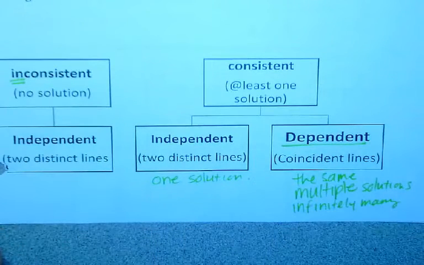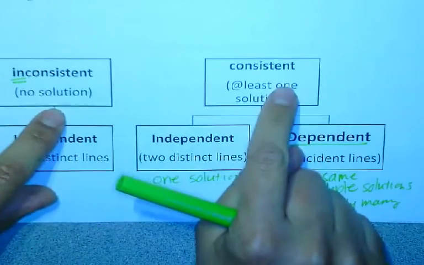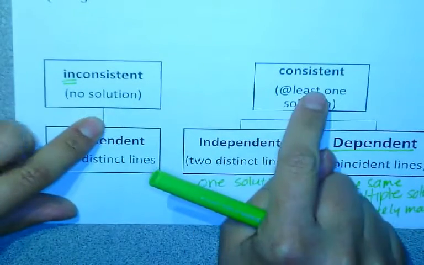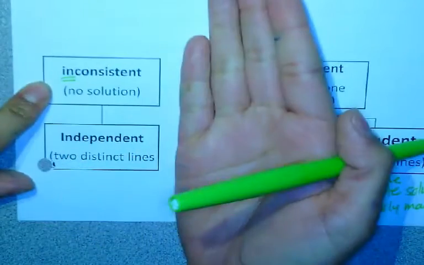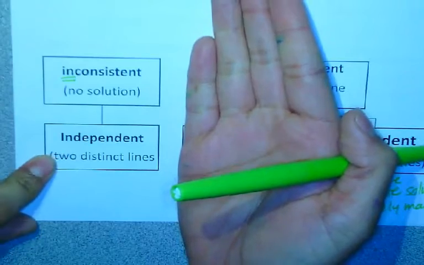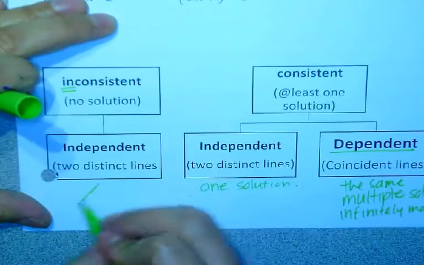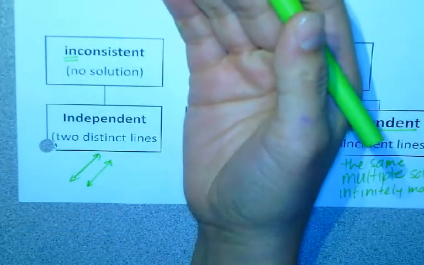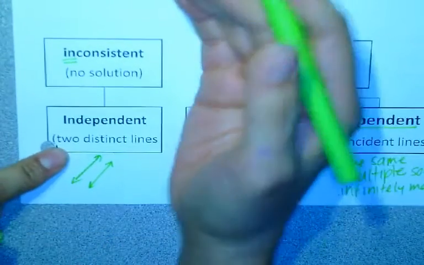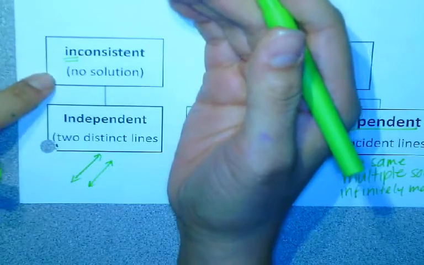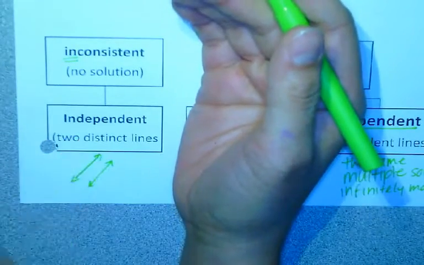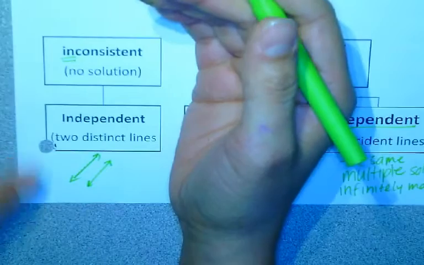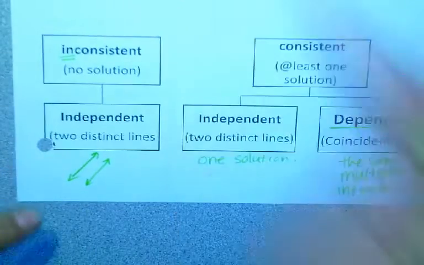So first you have to classify if they're inconsistent or consistent. Once you do that, if they are inconsistent, they're going to be independent as well, because most of the time, or all of the time, they will be parallel lines. Parallel lines never cross, so they don't have a solution. So they're inconsistent, and they will also be independent because they're separate from each other. So these two go hand in hand.